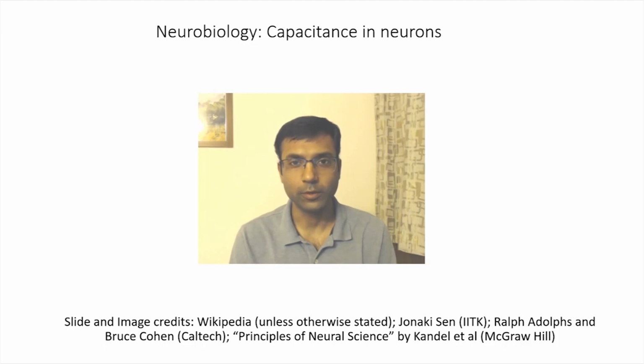In this series of videos, we have been looking at the electrical properties of neurons. In the last video, we looked at current, voltage, resistance, and conductance. And in this video, we will look at capacitance, which is also an important property that determines the functioning of neurons. So let's see.